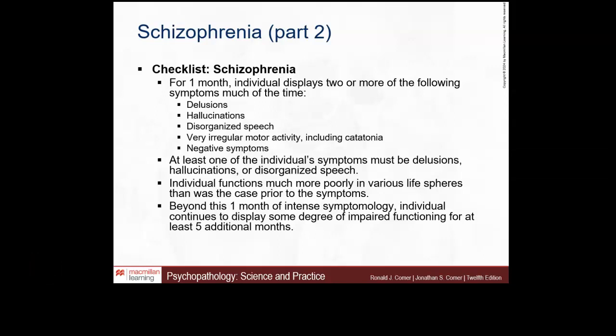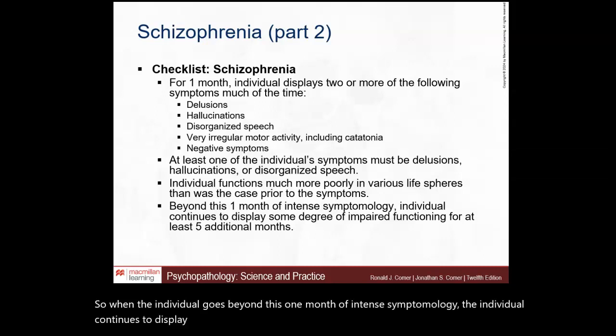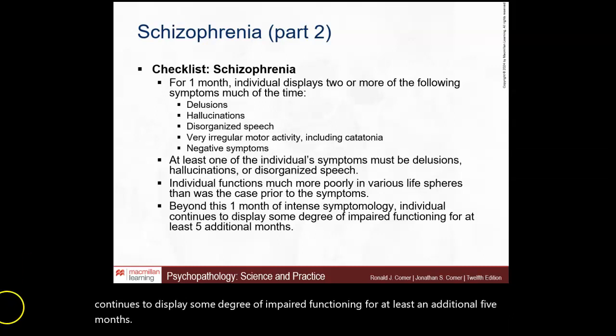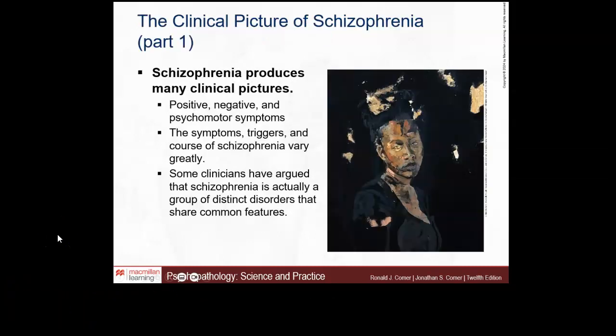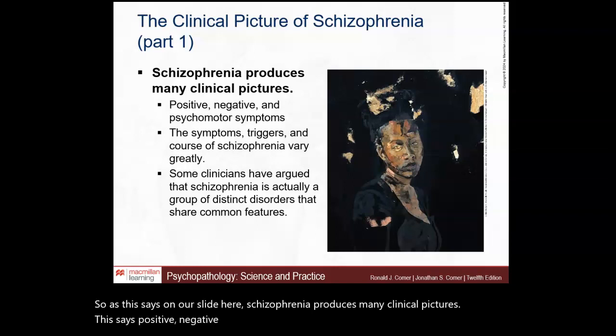So when the individual goes beyond this 1 month of intense symptomology, the individual continues to display some degree of impaired functioning for at least an additional 5 months. So as this says on our slide here, schizophrenia produces many clinical pictures. This says positive, negative, and psychomotor symptoms.